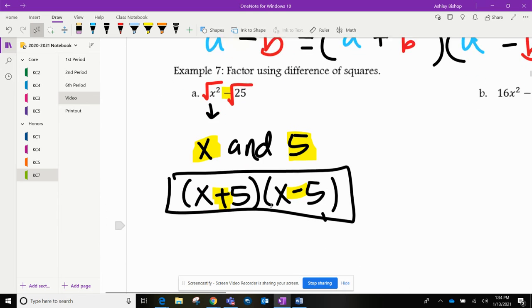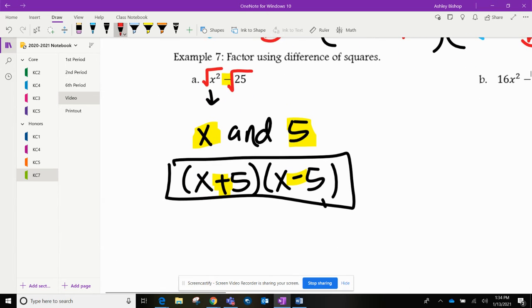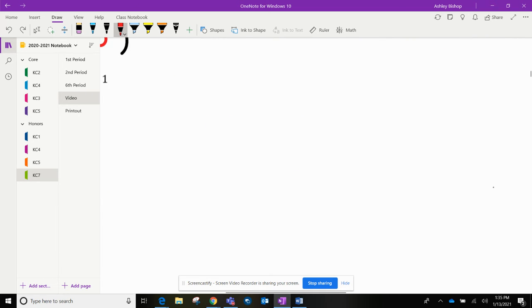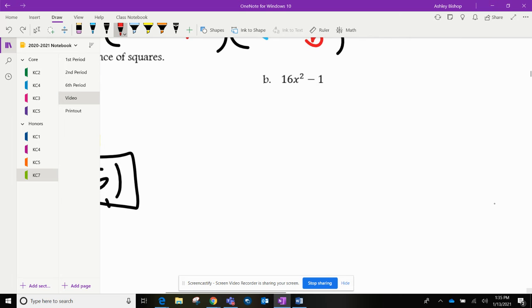Alrighty, so in the last example, one last thing I wanted to mention: when you get your two factors, you should be able to multiply them together and end up with what we started with every time when we factor. So that's a way to know if you did it correctly or not.